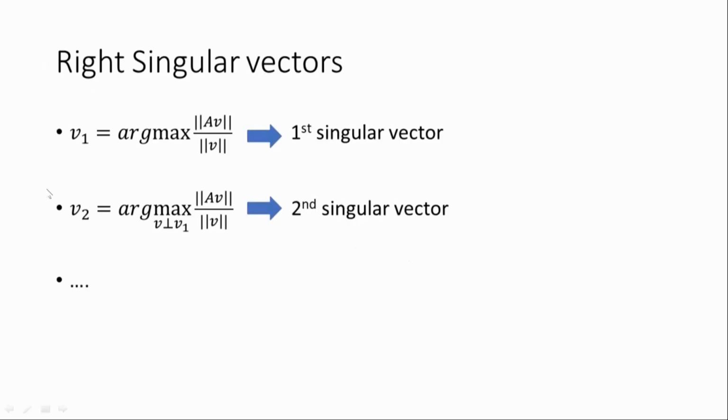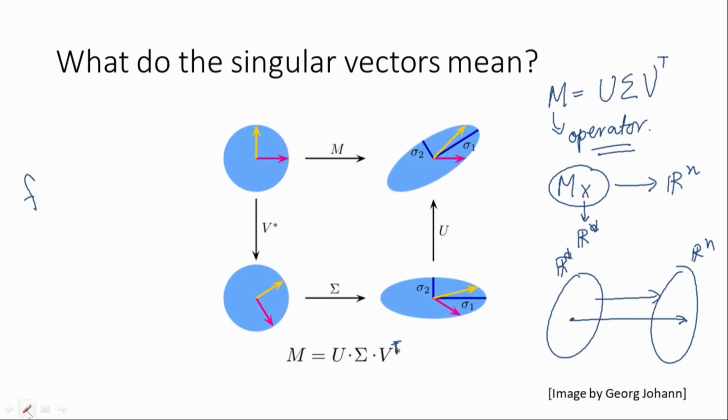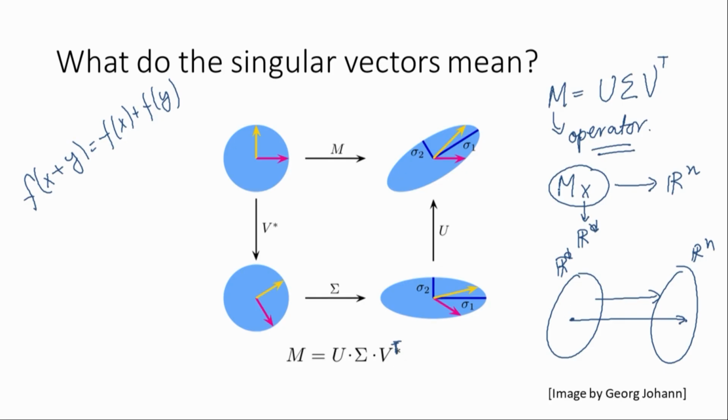Any idea what a linear function is? A linear function is very simple. A function f is linear if f of x plus y is f(x) plus f(y). That's what it means. So one view of a matrix is as a function going from one dimensional space to another, from R^d to R^n. And the way you look at it as a function is that you multiply any vector you are given by the matrix, and you get another vector.